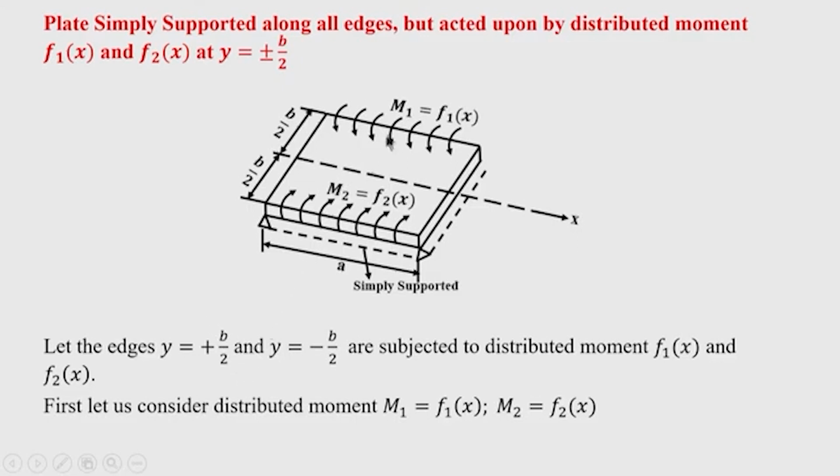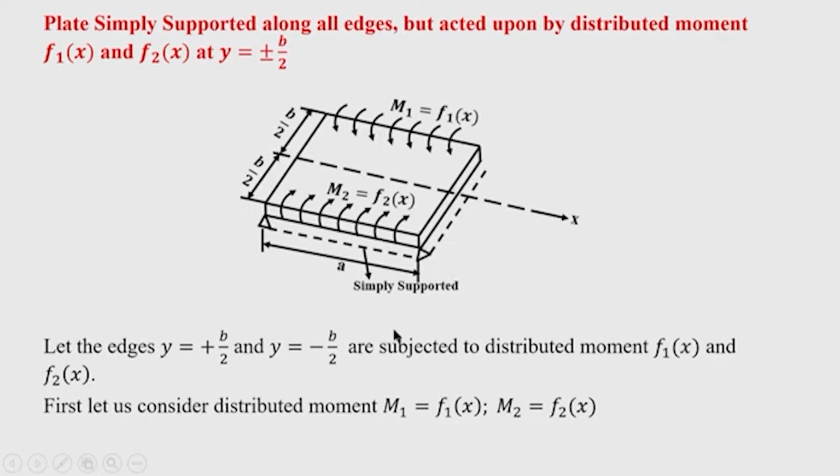So, we consider that moment m1 is equal to f1(x) and m2 is equal to f2(x). This f1(x), f2(x) may be constant also. So, in that case the edge may have the uniform distribution of moment, and sometimes we consider a variation of moment, say sinusoidal or any other type of moment acting, or linearly varying moment along the edges. So, that condition can also be handled by this method.